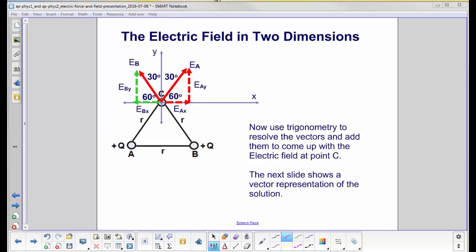The next step is to use trigonometry. We will be resolving these 2 electric field vectors along the x and the y-axis. So we'll have EAY, EAX, then EBX, and EBY. The next slide will show you what that looks like from a vector point of view.